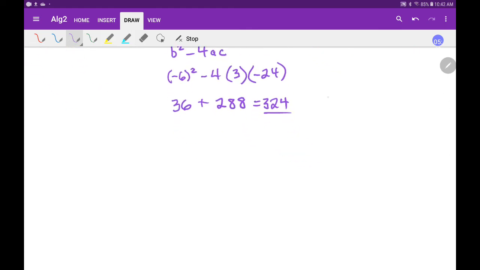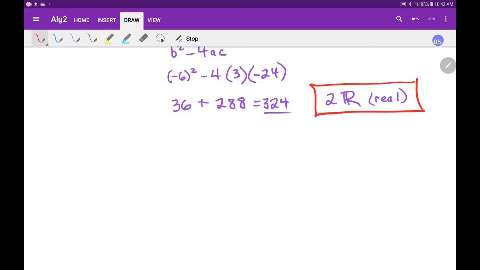And you know what that is? That's a positive number. So there's 2 real roots. And I'm going to write them like this. And I mean real. There's 2 real roots. That's my answer. If it had been 0, I'd have said there's 1 real root. If it had been negative, I'd have said there's 2 imaginary roots. Okay.